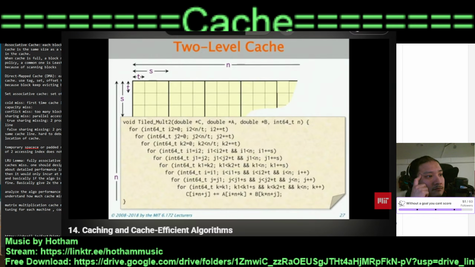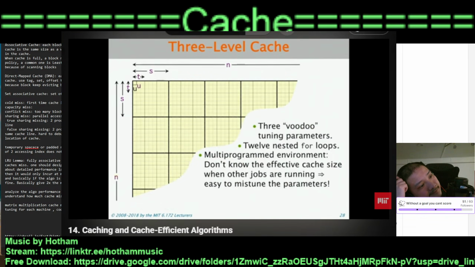And how many levels of caches do we have on the machines that we're using today? 3. So for a 3-level cache, you have 3 voodoo parameters. You have 12 nested for loops. This code becomes very ugly. And you have to tune these parameters for your particular machine. And this makes the code not very portable, as one student pointed out. And in a multi-programmed environment, you don't actually know the effective cache size that your program has access to because other jobs are running at the same time. And therefore, it's very easy to mistune the parameters. Was there a question?